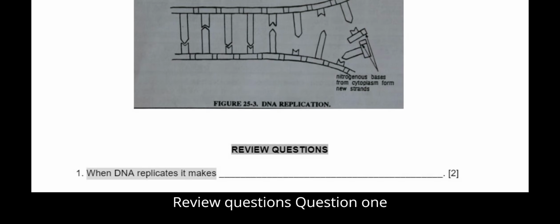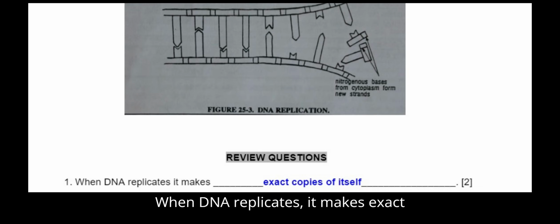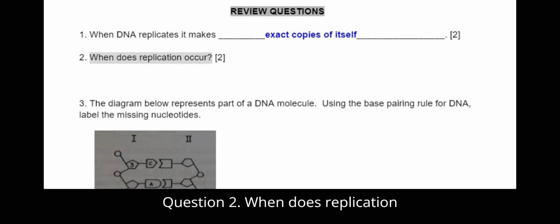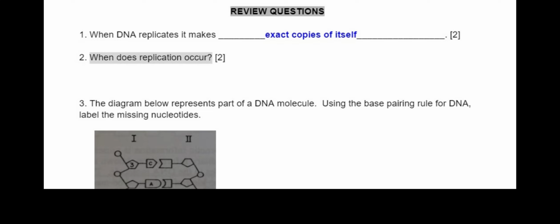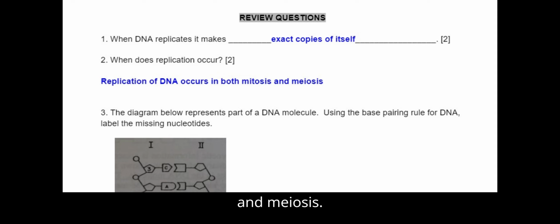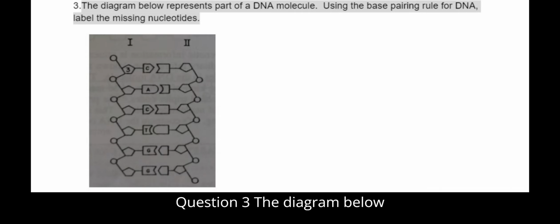Review questions. Question 1. When DNA replicates, it makes blank. When DNA replicates, it makes exact copies of itself. Question 2. When does replication occur? Replication of DNA occurs in both mitosis and meiosis. Question 3. The diagram below represents part of a DNA molecule. Using the base pairing rule for DNA, label the missing nucleotides.